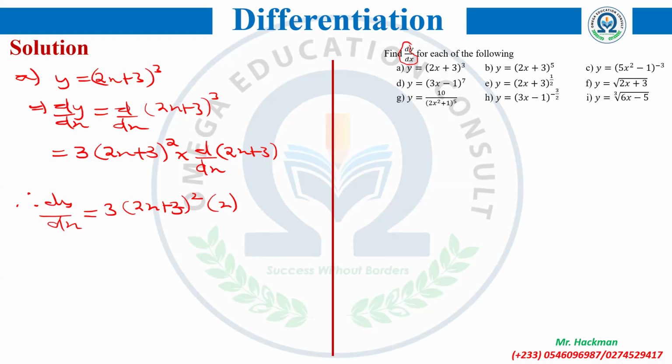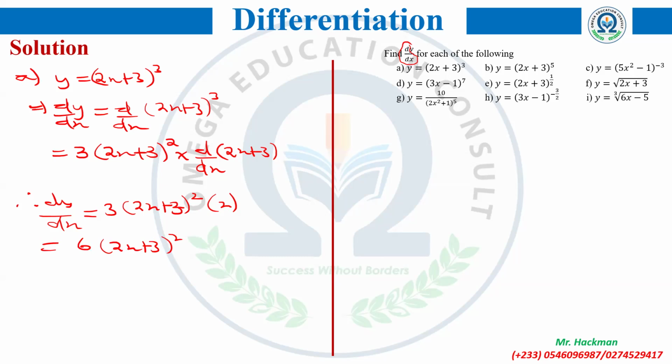So normal differentiation: power down, keep the function that you are raising to the power, reduce the power by 1, then times the differential of the function that is raised to the power. So here we can end, obviously, because we can easily multiply this. So that will give us 6(2x + 3)^2. So this becomes the differentiation.